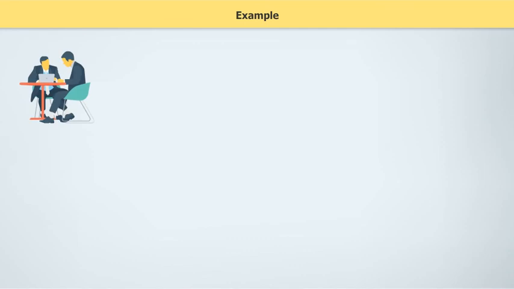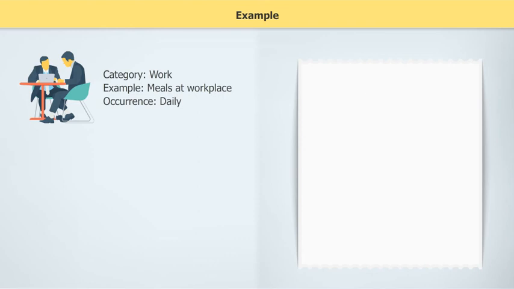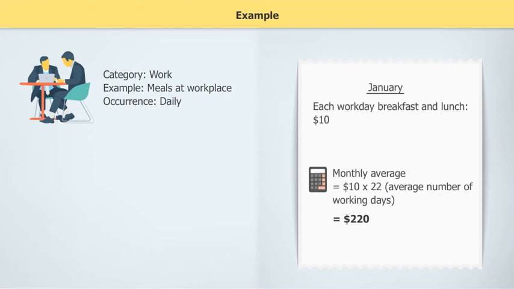In addition, an example of work expenses would be meals at your workplace. As this is a daily expenditure, multiply the daily average by 22, the average number of working days in a month, to determine the monthly average.